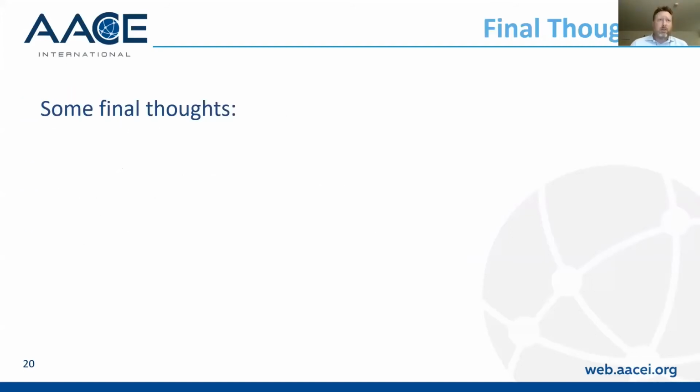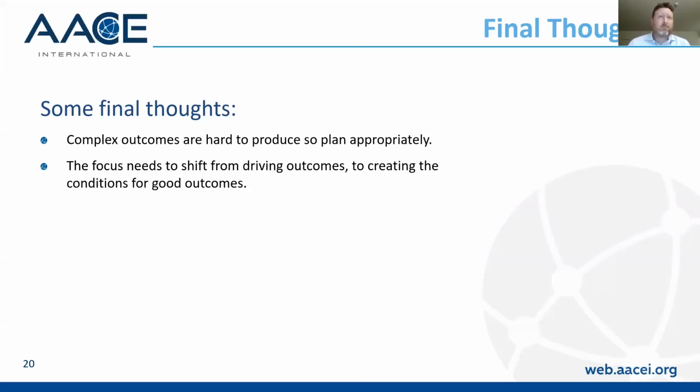So some final thoughts for me on this. First, complex outcomes are hard to produce, so you need to plan appropriately. So too often financial stretch targets result in redlining through budget items for training, front-end planning, and when you're dealing with complexity, you do that at your peril. The focus needs to shift from driving outcomes to creating the conditions for good outcomes. So the analogy I like to use here is executives need to become, or project directors especially, like a gardener, somebody who enables things to grow on their own.